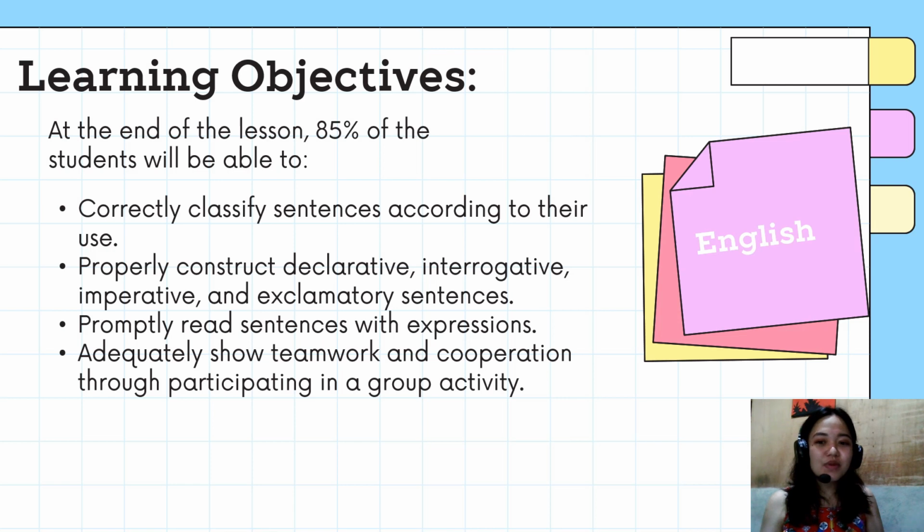Okay, class, before we dig deeper into our topic for today, let us first read our learning objectives. At the end of the lesson, 85% of the students will be able to: first, correctly classify sentences according to their use; second, properly construct declarative, interrogative, imperative, and exclamatory sentences; third, promptly read sentences with expressions; fourth, adequately show teamwork and cooperation through participating in a group activity.